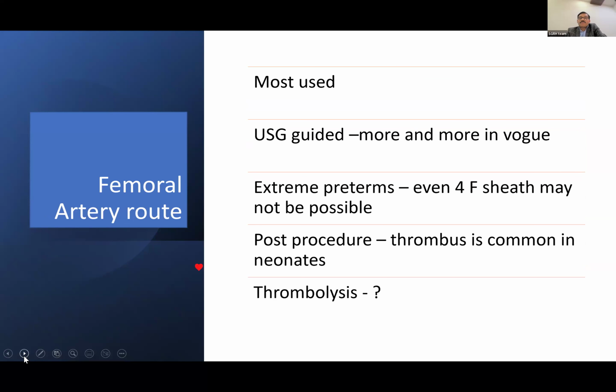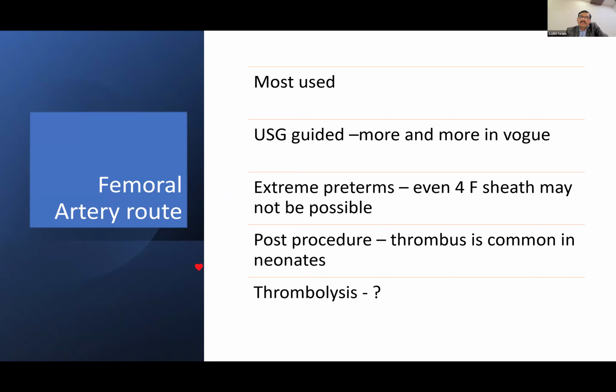Femoral artery, we all commonly use it. Nowadays, in our unit, for neonatal critical coarct, normally we do USG guided access, and the advantages are there actually. Extreme preterms, you remember, even 4 French may not be possible. So we had a case of a 1.4 kg preterm, a critical case, and we were thinking of balloon dilatation. We could not get the femoral artery, so we called the surgeon for a cut down. But after the cut down, we saw the femoral artery was only 1 millimeter in size. Even 4 French was not able to be pushed into the femoral artery.